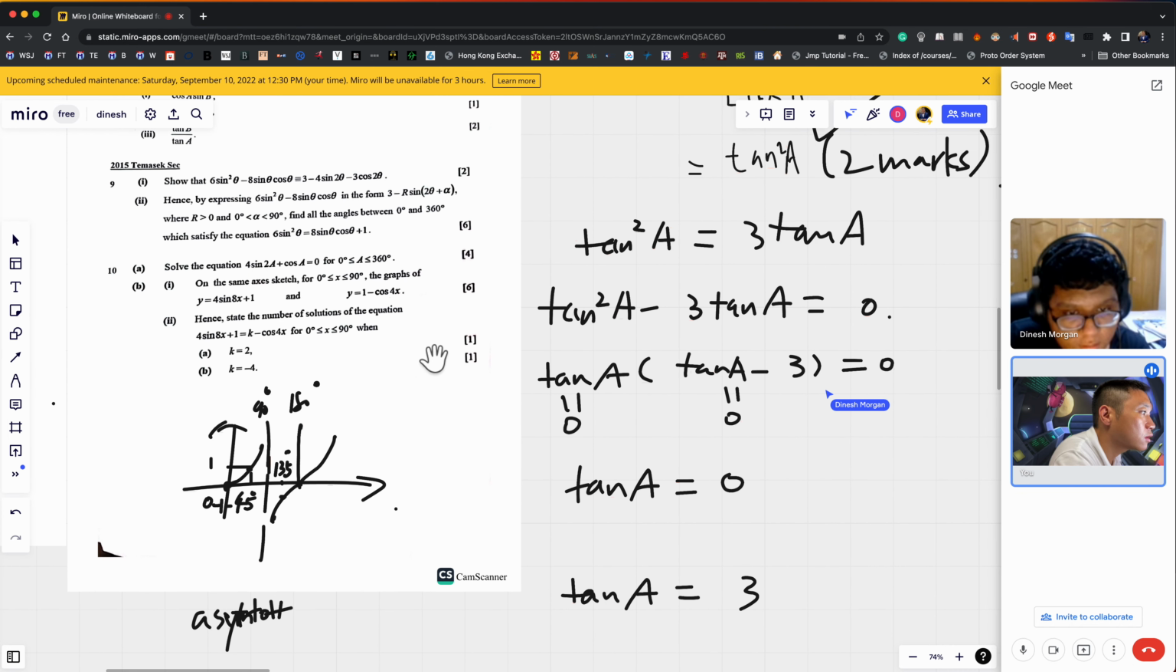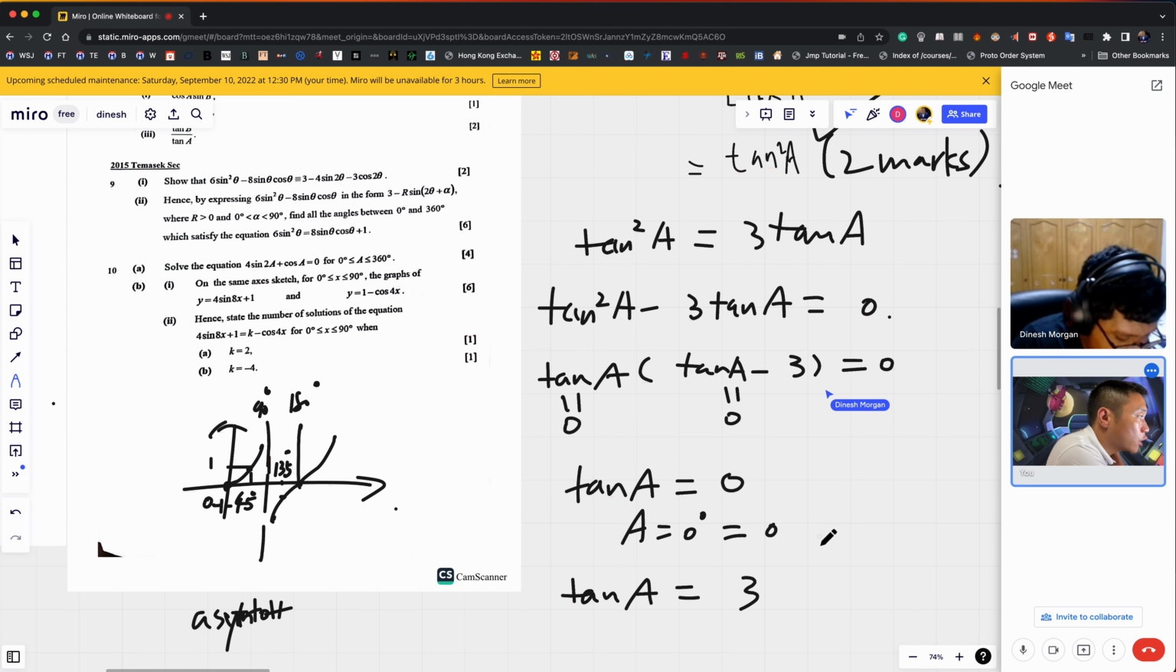Acute, yeah. Less than 90. So A is 0 degrees, or in radian mode it is 0, right? Yeah. And then the next one is 180, which is not acute, so you don't have to consider that. Then you have to solve this. You just use A equals inverse tangent 3.